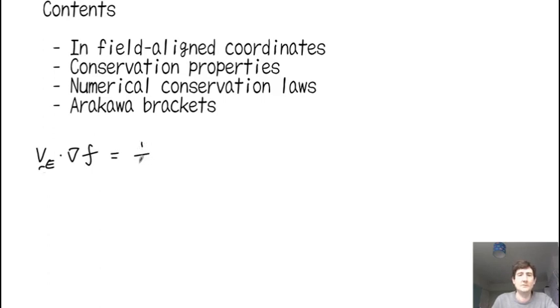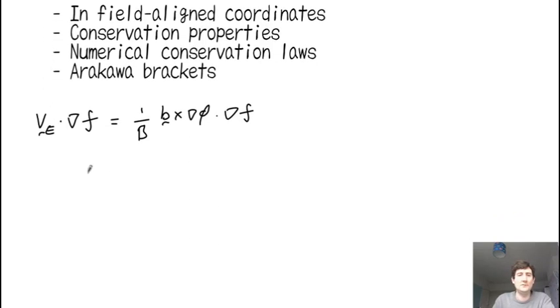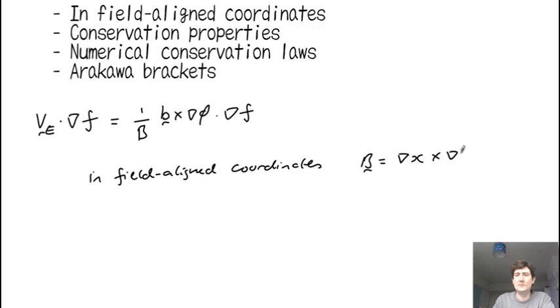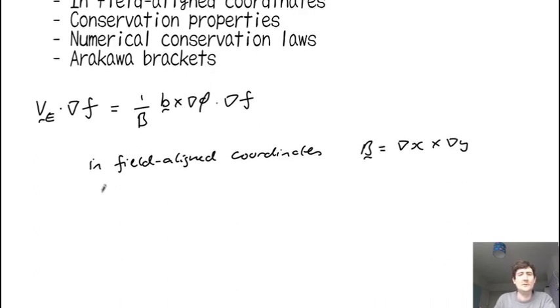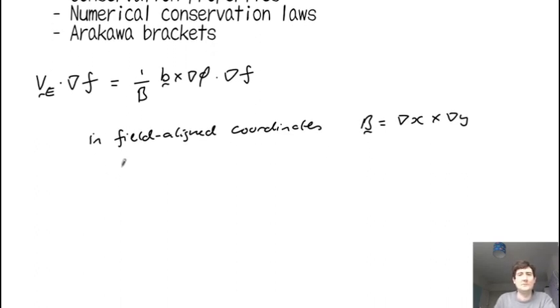And you can write this as, this is the E-cross-B velocity, so we have 1 over B, unit vector in the b direction crossed with the potential, dotted with this gradient of some field like density or vorticity. And it can be convenient to write this in field line coordinates. So this is where B can be written as the cross product of two quantities which are constant along magnetic fields, grad x cross grad y, for example, so that B is in the z direction. We can then write this whole thing in terms of gradients of x, y, and z, and it's very useful to be able to write this.